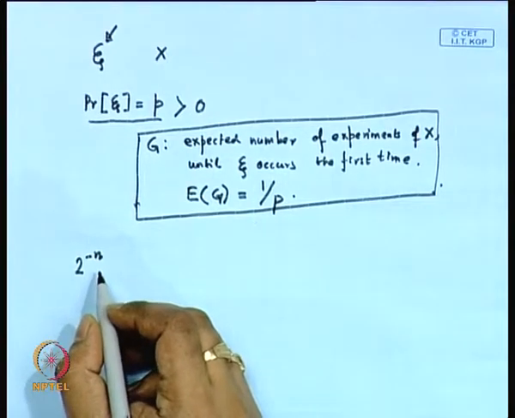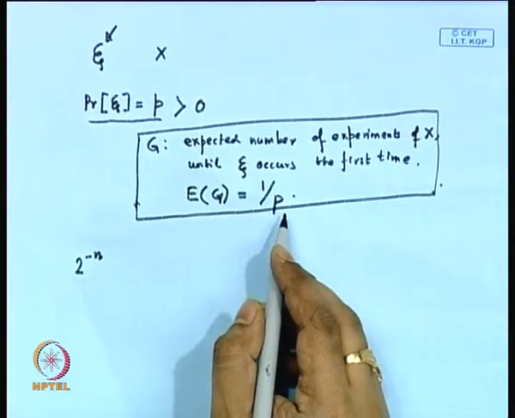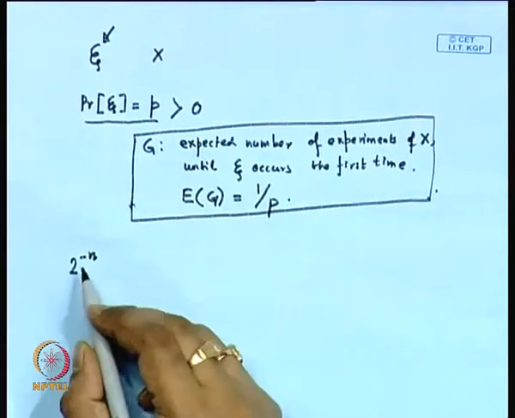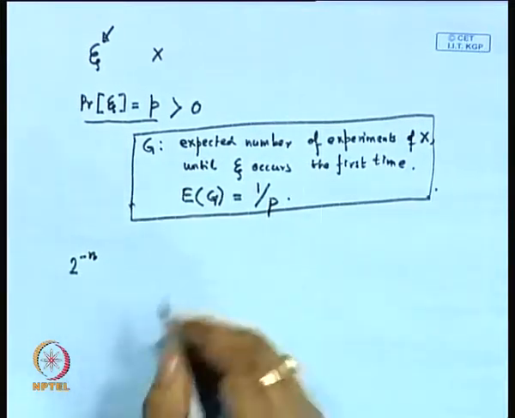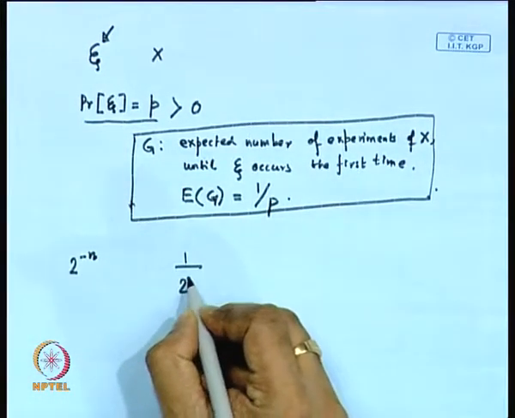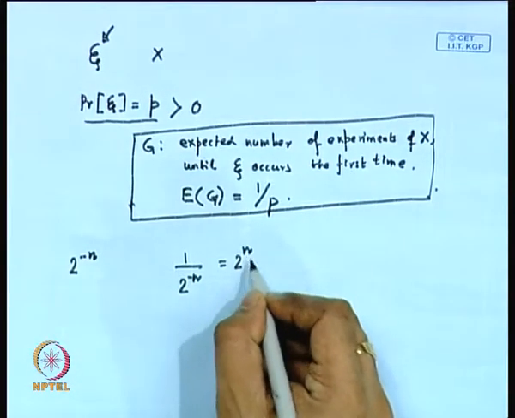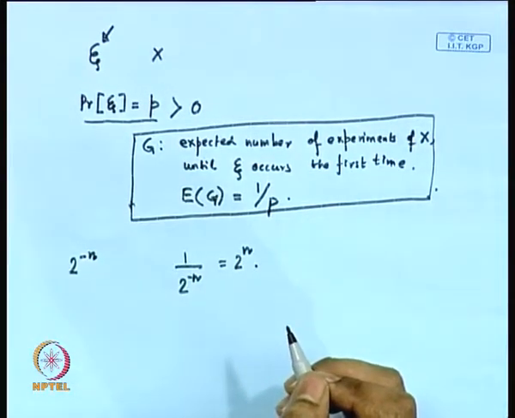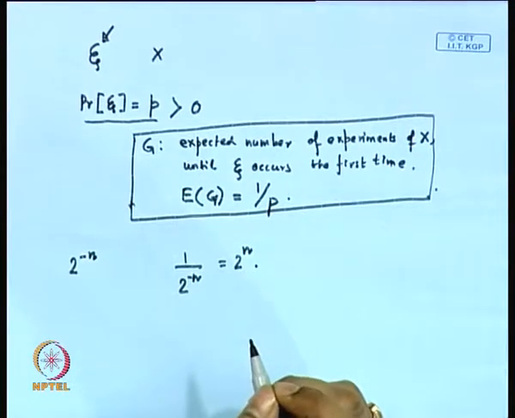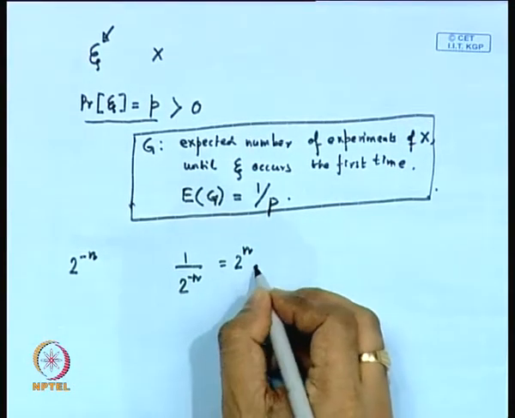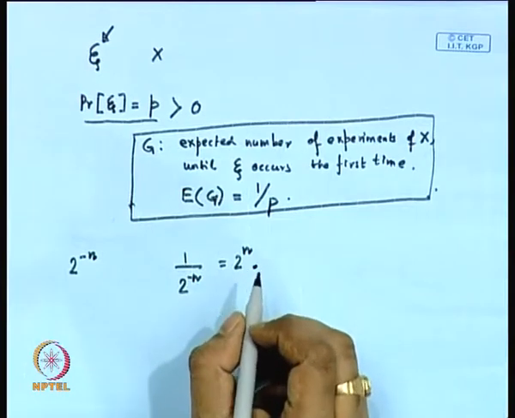So this result gives us an indication that if I repeat the experiment, or repeat the attack, 1 by 2 to the power of minus n number of times, that is 2 to the power of n times, then I should get the attack working at least once. That is, after 2 to the power of n operations I should get the attack to work.